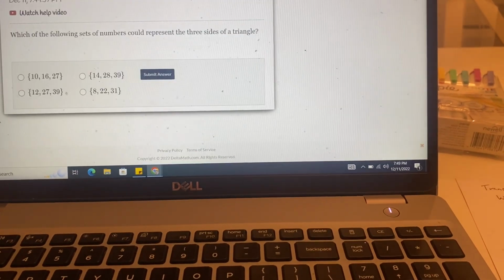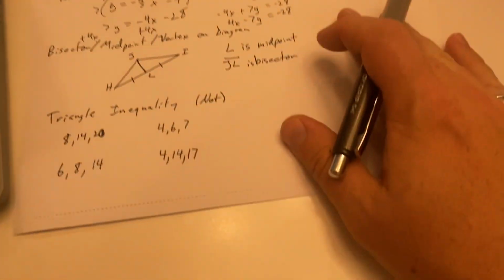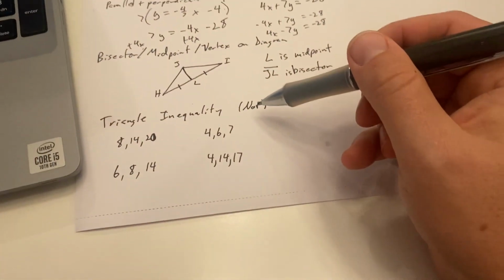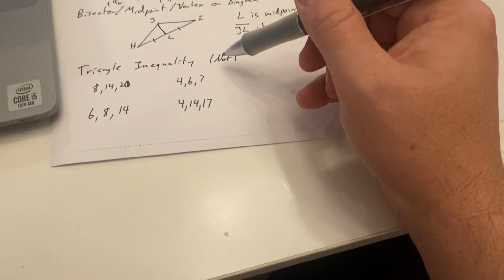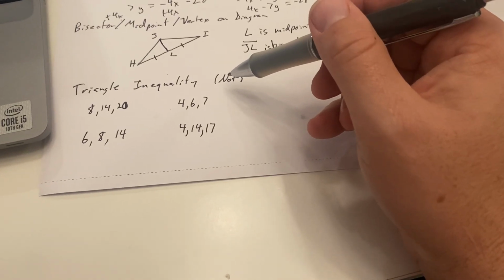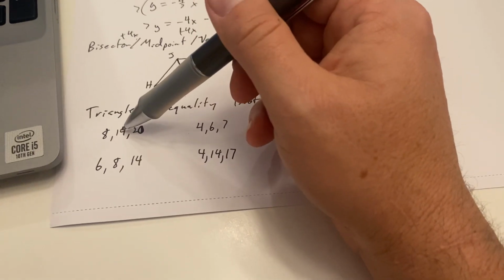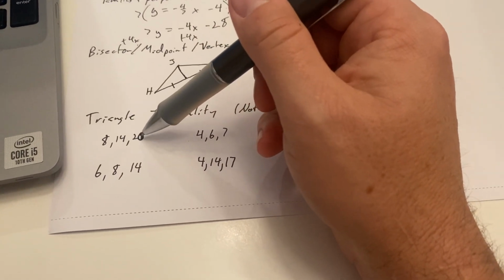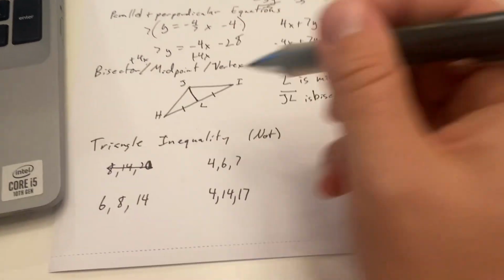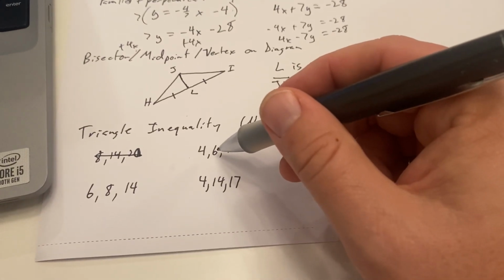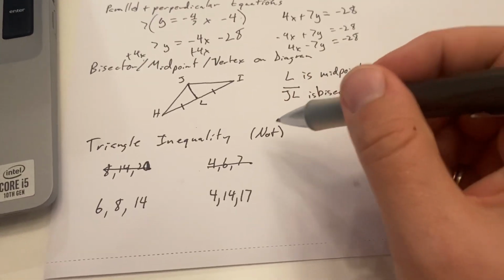The next one, the Triangle Inequality Theorem. I wrote down this one. This one was looking for which one is not a triangle. Remember, basically all you have to do is check the two smallest ones and see what's going on here. So 8 and 14 would make 21. So that's bigger. So this one's a triangle. 4 plus 6 is 10. That's bigger than 7. So that one's a triangle.